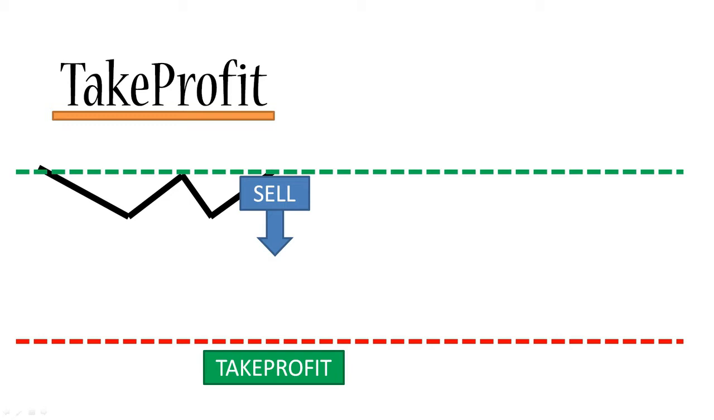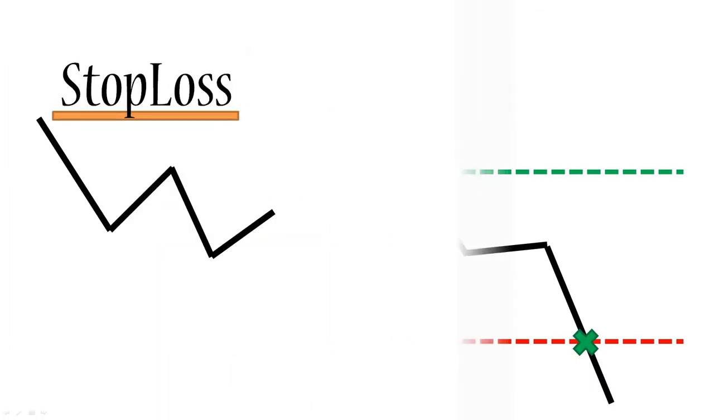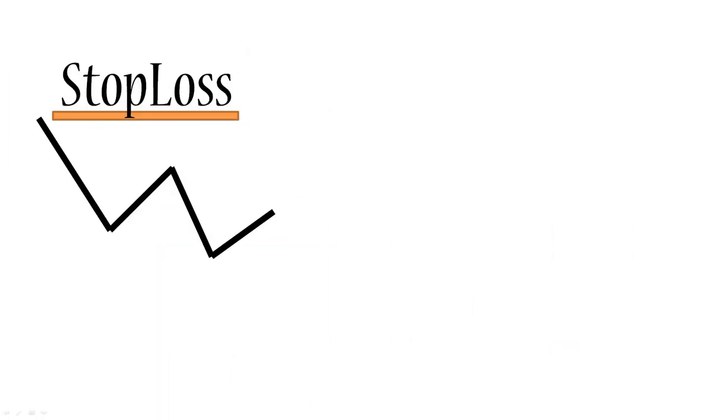So let's see what happens next. The market goes against us for a bit, then goes in our favor, then kind of flattens out a bit, and then it goes straight through the take profit. The concept of a stop loss is very similar to a take profit, but it is the other way around. It's opposite, actually.